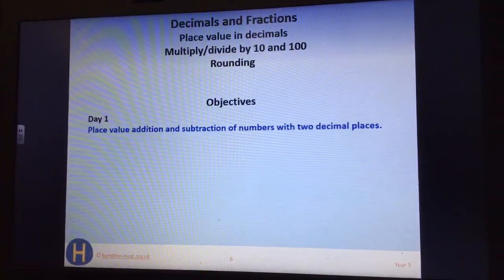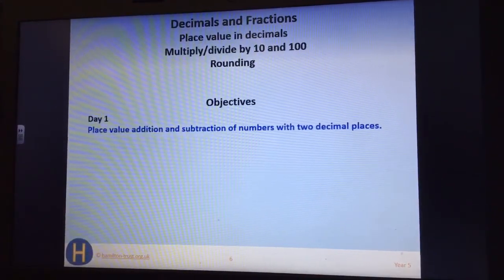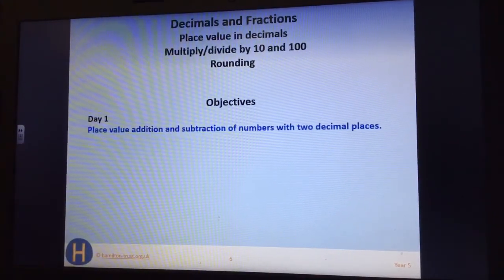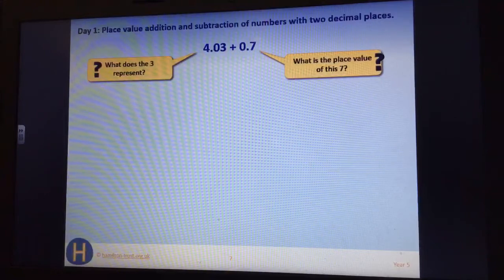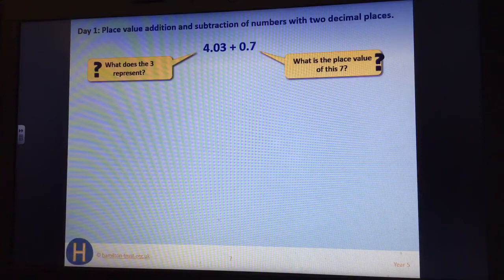We're going to be looking today at place value, addition and subtraction of numbers with 2 decimal places. Let's get cracking. First of all, we've got this sum: 4.03 plus 0.7. Can we look at the place value of the 7 first of all? What does that 7 actually mean? That's right, that 7 means 7/10. We know the 0 in 0.7 is in the ones column, and the 7 is in the tenths column.